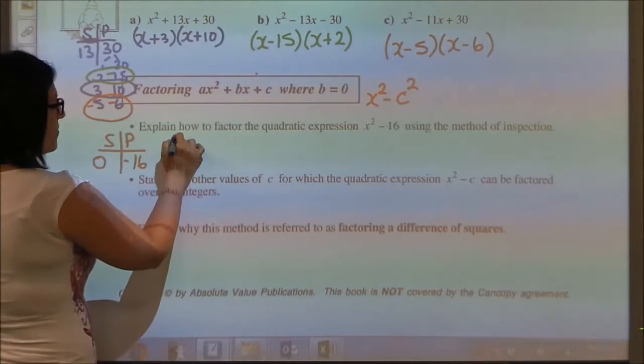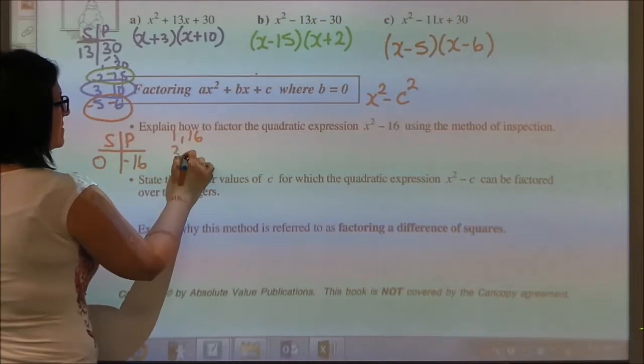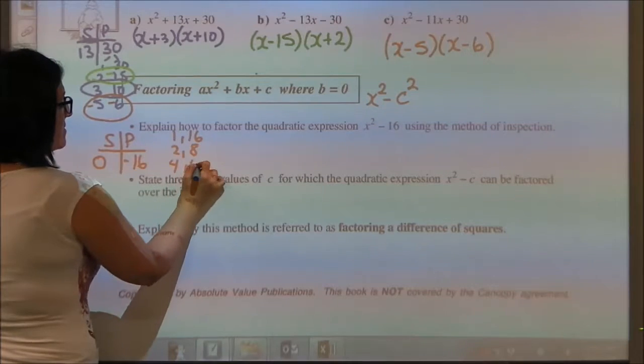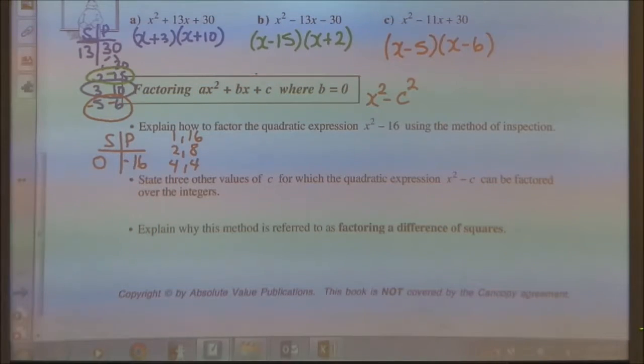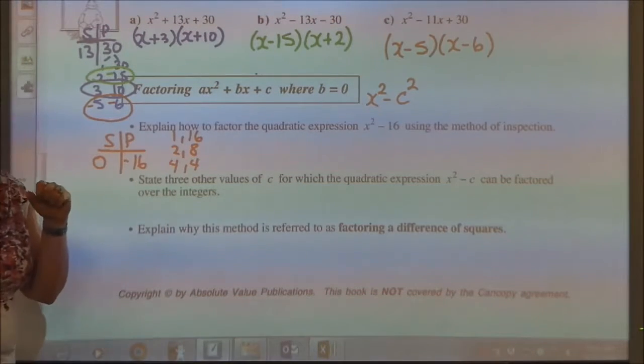So if I list off all of the factors of 16, this is what I get. 1 and 16, 2 and 8, and 4 and 4. In order to get a negative 16, one has to be positive, one has to be negative.